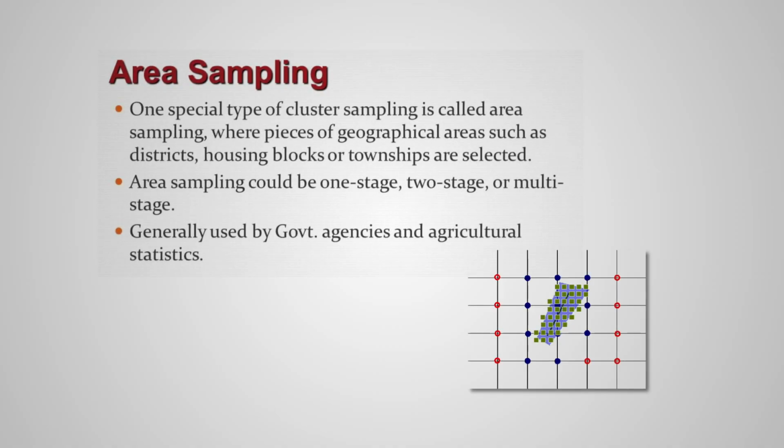So area sampling is one of the subheads of cluster sampling, and it can be one stage, two stage or multi-stage. It is generally used by government agencies and in agriculture statistics, where pieces of geographical areas such as districts, housing blocks or townships are selected. So data are in big numbers.